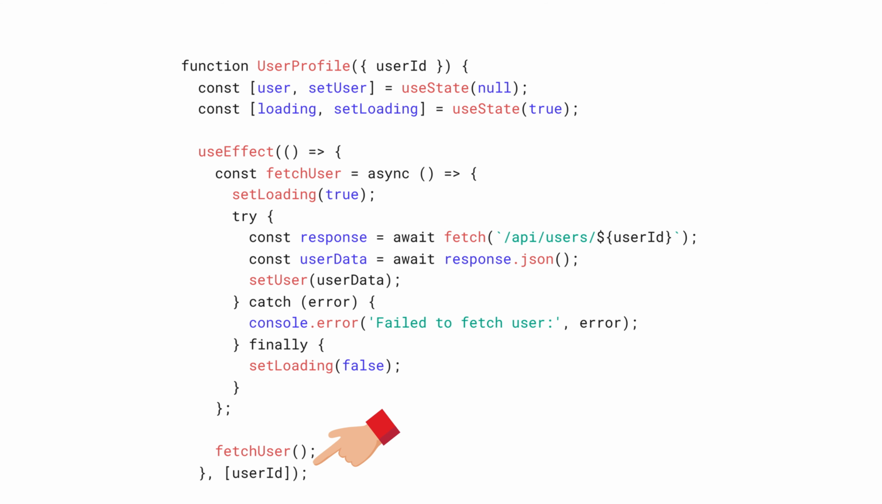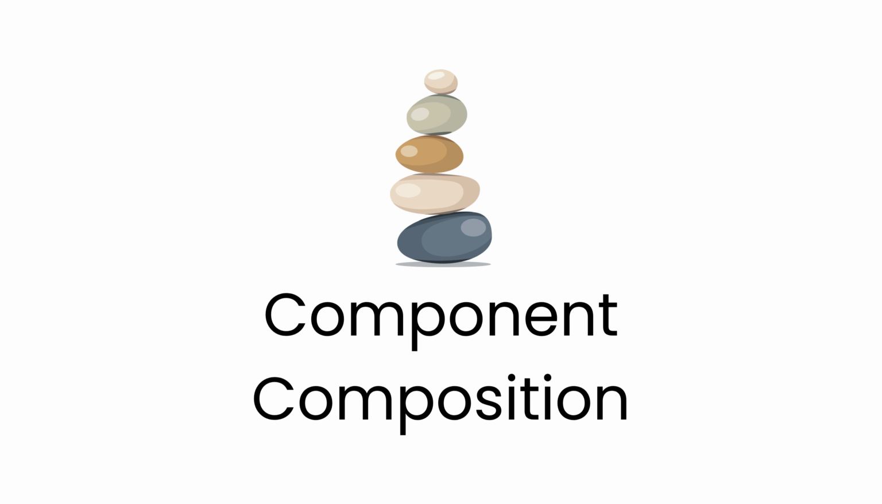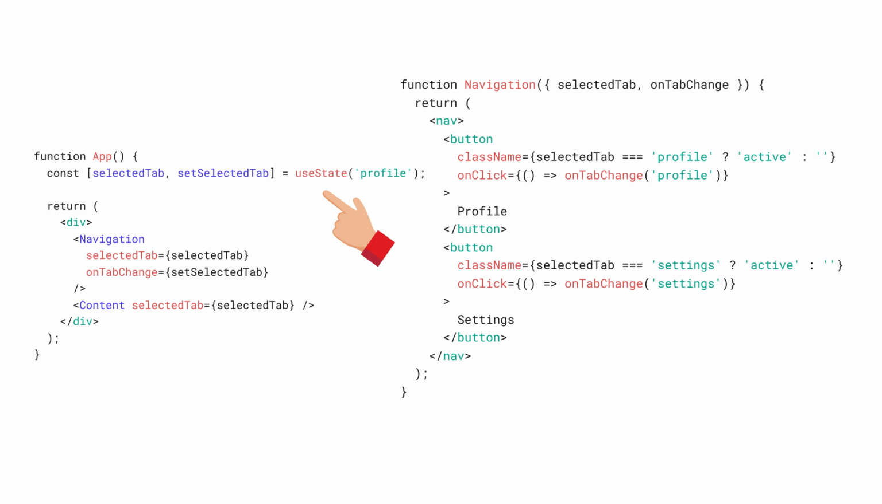But there's even more to React's power. Component composition and lifting state up. When you have multiple components that need to share state, you move that state to their common parent. Here's a practical example. See how this eliminates the problem of having duplicate state in multiple components? The parent component owns the state, and child components receive it through props and communicate changes back through callback functions.